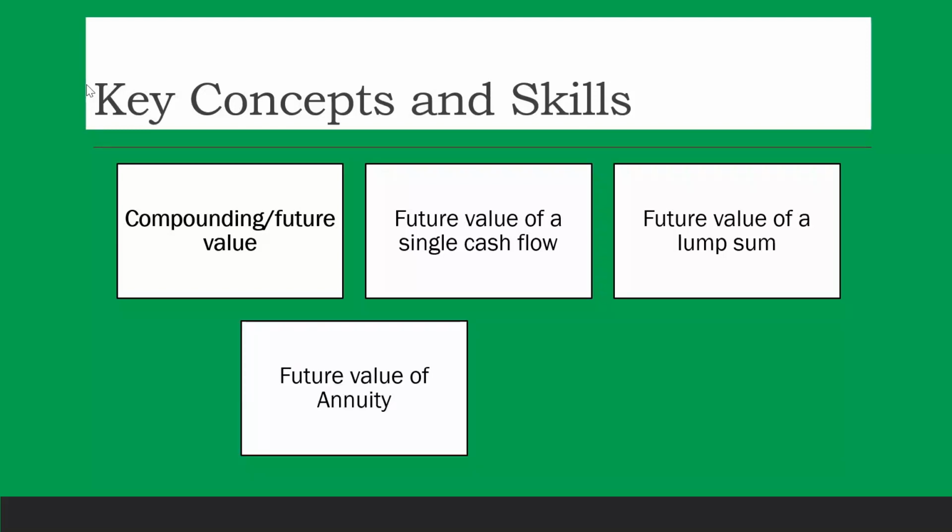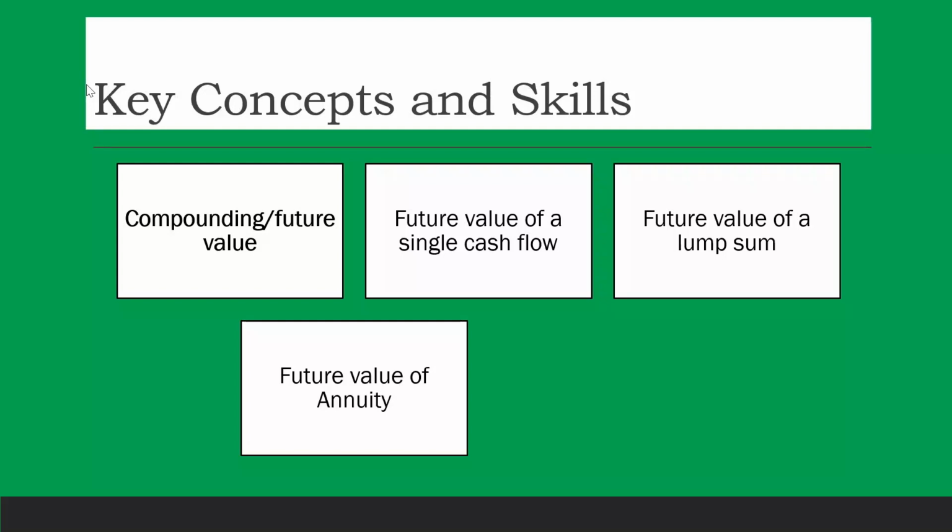Then, future value of an annuity. Suppose there is an option to receive the money in installments. Suppose you get 5,000 rupees every year or 5,000 rupees every month, and you deposit that money in a bank as a form of recurring deposit.